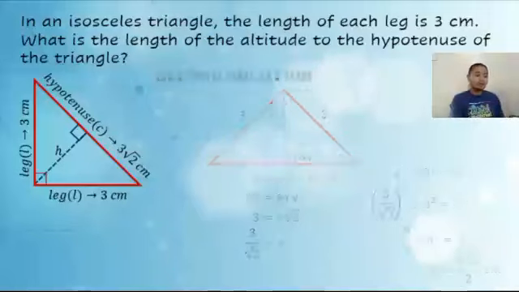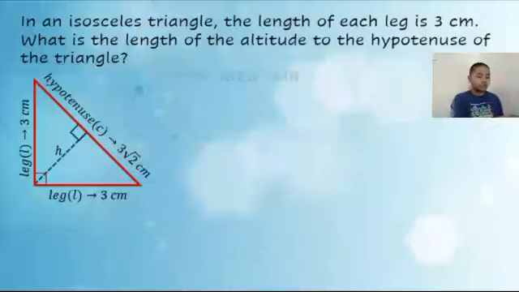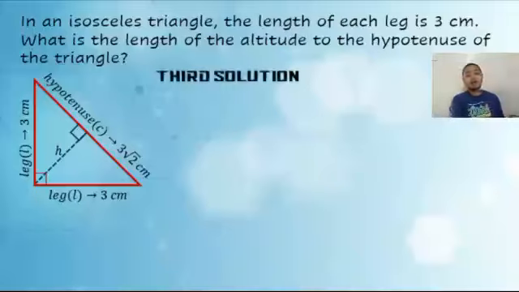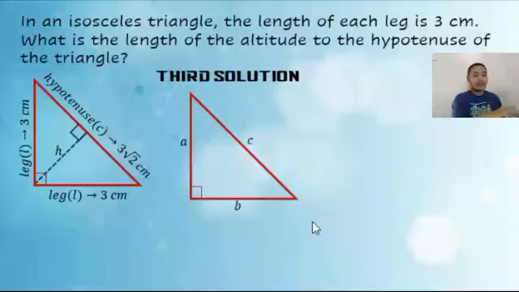Third solution. Personally, the third solution is the easiest among these four solutions. Okay? So in this solution, we're going to apply the concept of area. So what we're going to do here is to let's have two triangles here, the same triangle. So the first triangle, what I did here was just remove this blue broken line and this blue square here.